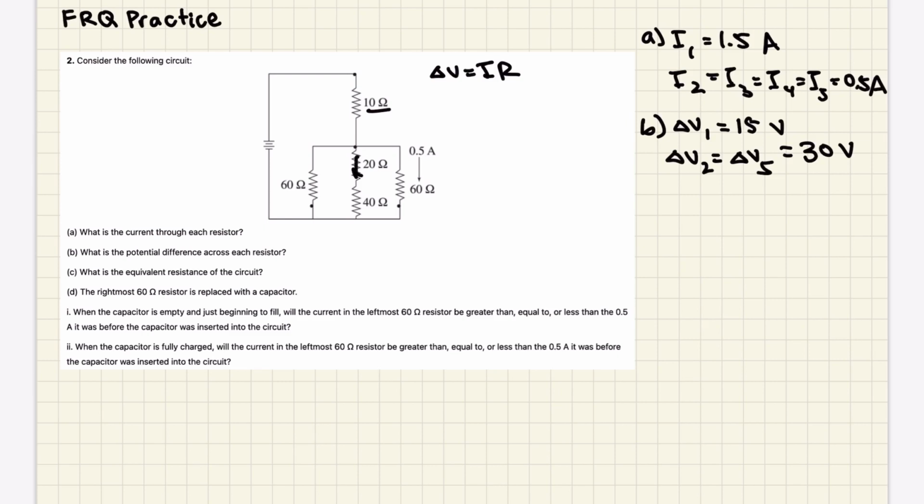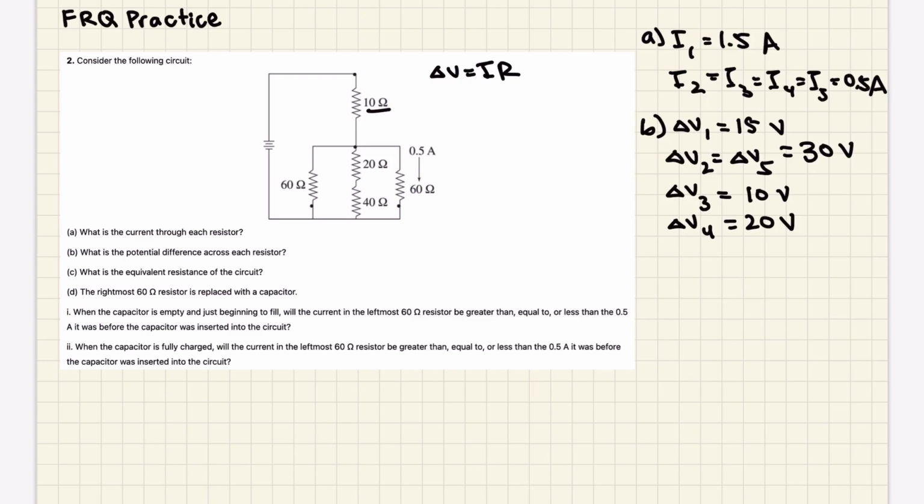Okay, and then in this middle section here, you have two different resistances. And so the current will be the same since they're in series. We know that they're both 0.5. So 0.5 times 20 is going to be 10, and 0.5 times 40 is equal to 20 volts. And so that's going to be all the voltages.